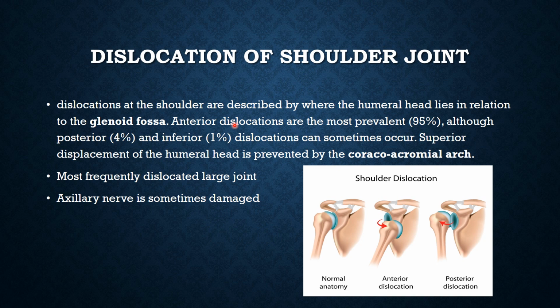And the superior displacement of the humeral head is prevented by the coracoacromial arch. I told you about the coracoacromial ligament in the ligament section, right? And it is the most frequently dislocated large joint due to the disproportionality of the size of the head of the humerus and the glenoid cavity. And sometimes the axillary nerve is also damaged, right?